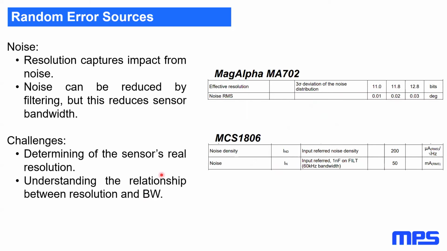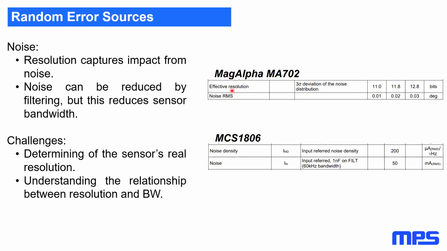Random error sources are a little more difficult. They can't be calibrated out because they are random. You could populate a calibration table, but the next moment in time, the error source is different. It's random in time. And those are captured by two different specs, depending on whether we have a position sensor or a current sensor. So this is an MA702, this would be a position sensor. This is an MCS1806. This is a current sensor.